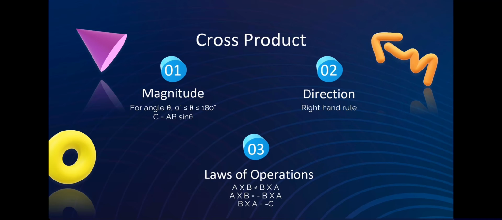So how about the direction? The direction is just like right now, we use the right hand rule, still the same, and we have a little bit of law of operation. This is slightly different from the dot product because cross product is literally a different name, so a different kind of law. So what law did we have?